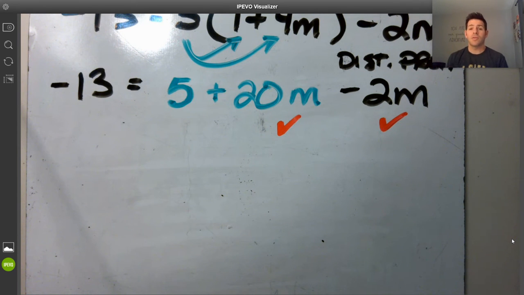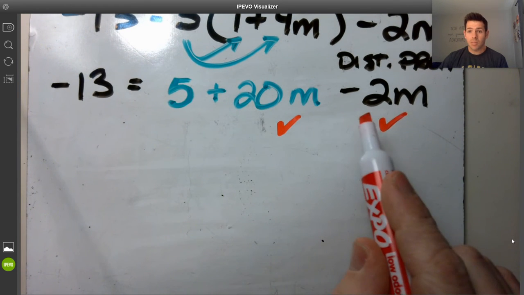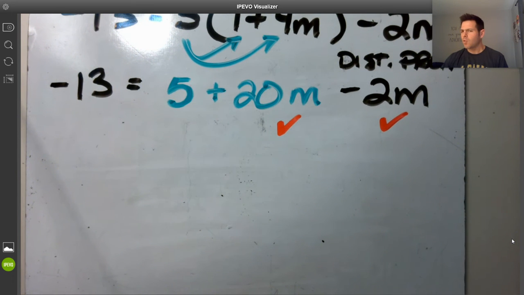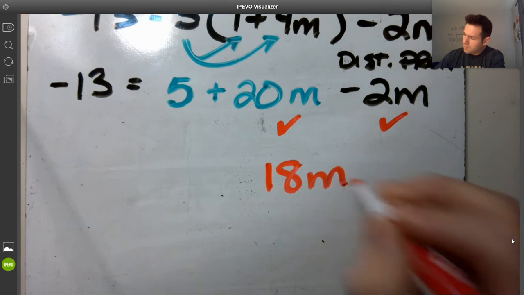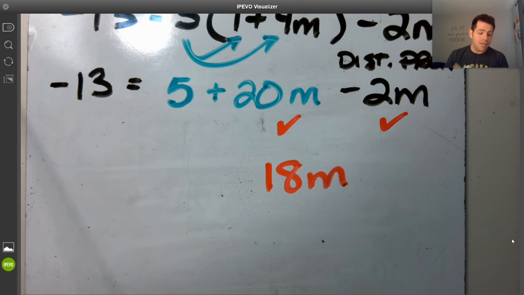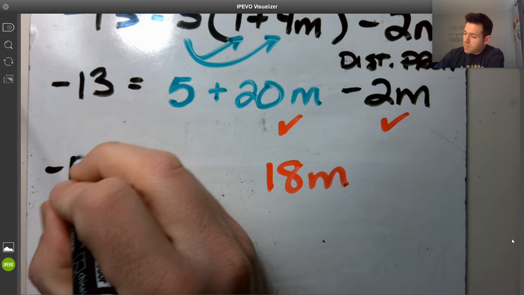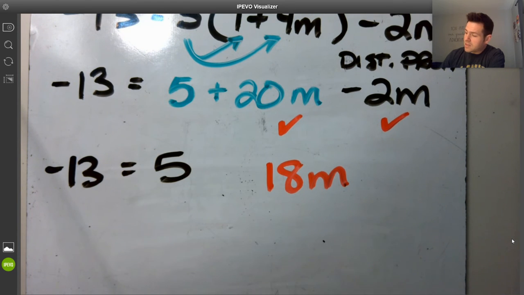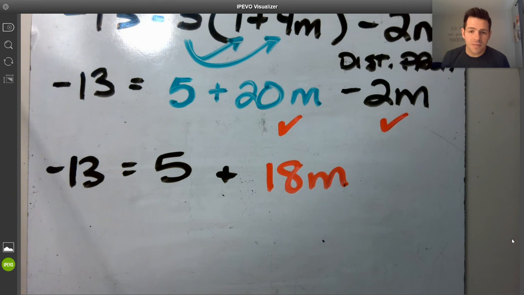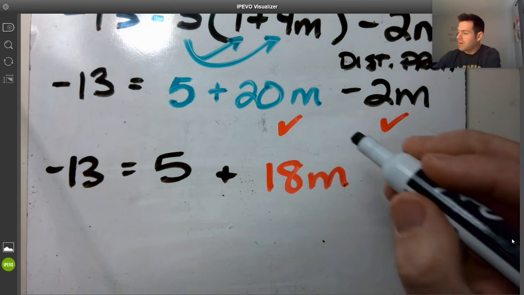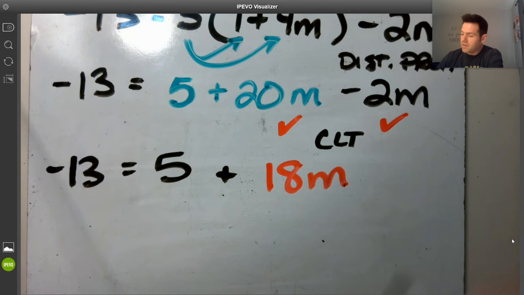If that's the case, I'm going to do exactly what it is that the problem is telling me to do. I'm going to take a positive 20m. I'm going to go minus 2m with that. 20m minus 2m would be 18m. Again, the rest of the problem drops down. I'm not really worried about the negative 13 in that step. I'm not worried about the 5 in that step. The 18 was positive, so I guess I should write that down also. And in that step, I combined like terms. So again, I'm going to abbreviate that CLT, combining like terms.